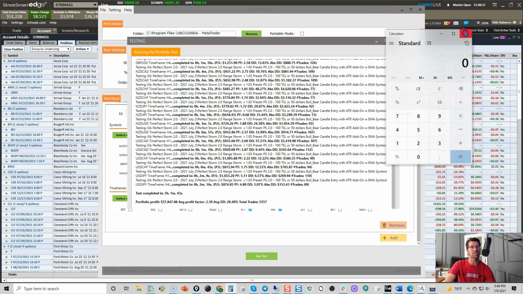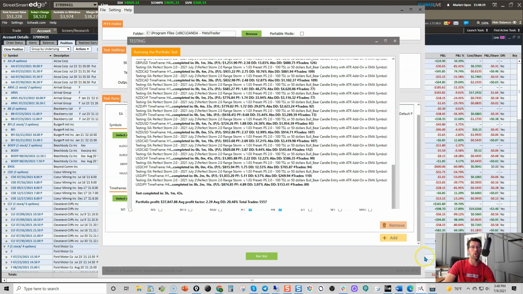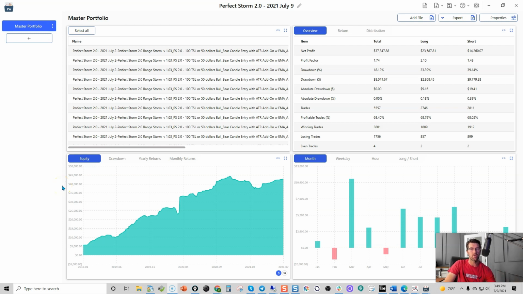So if you want to see more to optimize this, this is where the Portfolio Architect comes in. So this is the backtester, saves me a ton of time. This is the architect. And now I have the summary of those 2.5 years of tick data. I can go in, this is all of my trades right here. This is every currency pair, all 28. My total profit is $37,847.